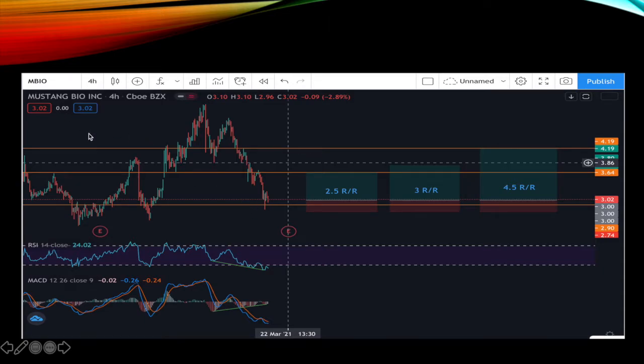I put a small position size. I'm probably going to dip a little bit once it hits that support level. But Mustang Bio Inc. at $3, I looked at it and saw this is a support, so I put a little bit under that support at 2.74. So I know I'm risking about 26 cents.